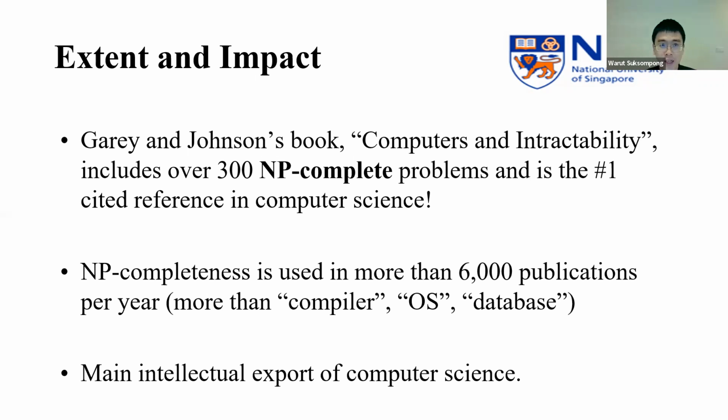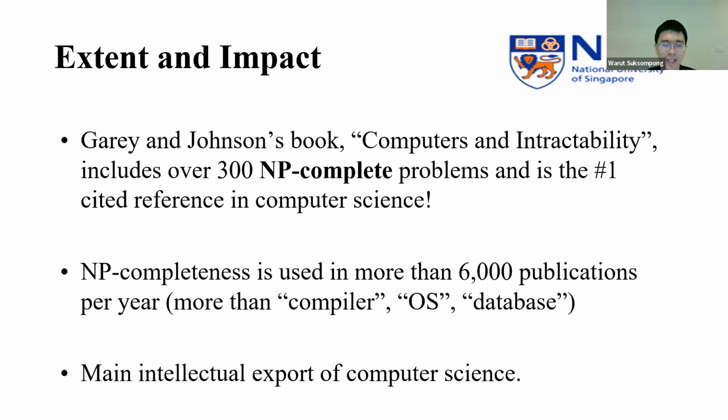And so there's a classic book by Garey and Johnson, Computers and Intractability. It includes a long list of NP-complete problems, over 300, and it's very well cited. You can imagine why: whenever you want to show that a problem is NP-complete, you need to reduce it from some NP-complete problem. So it helps to know a lot of NP-complete problems.